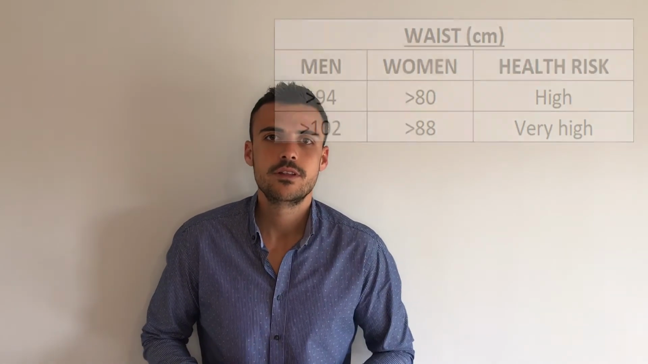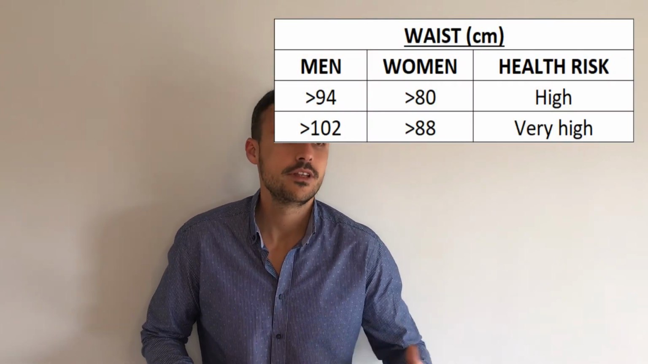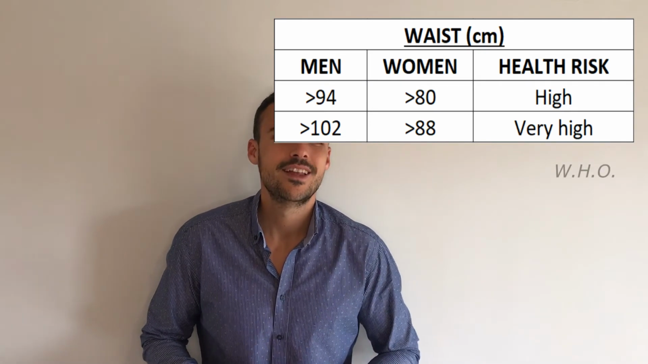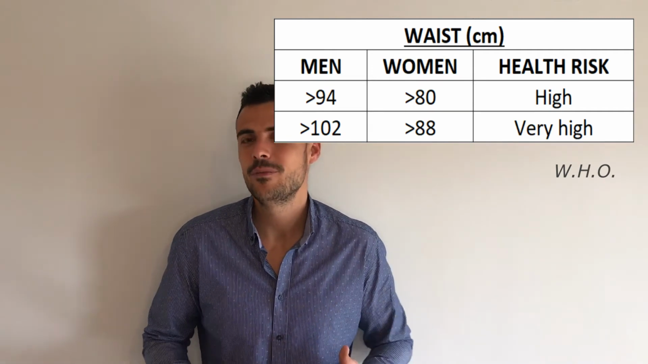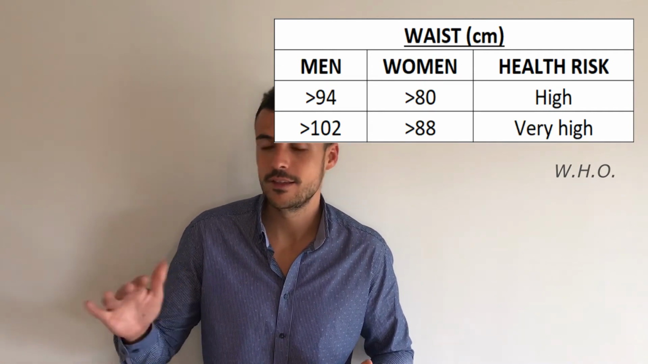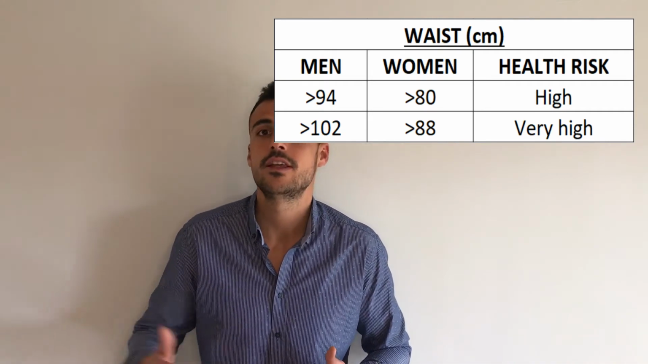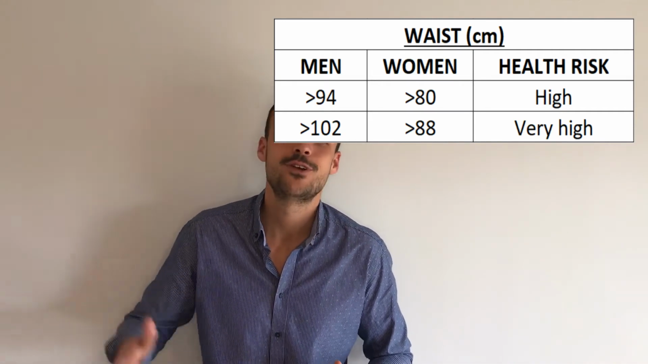Different regions around the world may have different standards for the ideal waist measurement, but we're going to talk about the European standards according to the World Health Organization. So you just need to measure your waist, and for men, when it's over 94 centimeters, that means you're in a dangerous situation, and over 102 centimeters is very dangerous. And for women, the limit is 80: above 80 centimeters is dangerous, and above 88 centimeters is very dangerous.